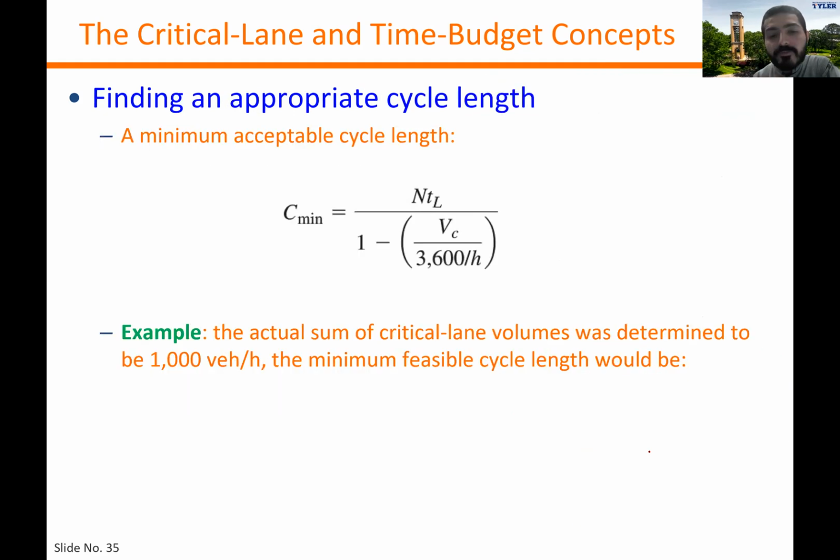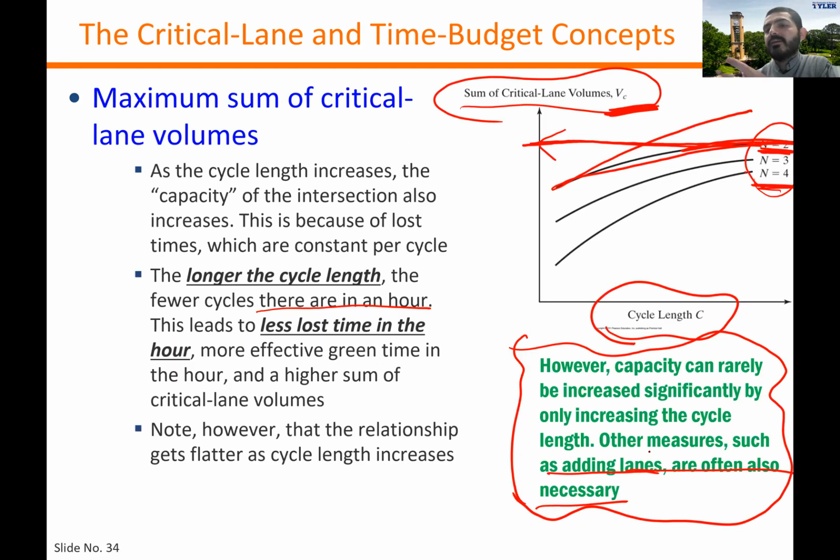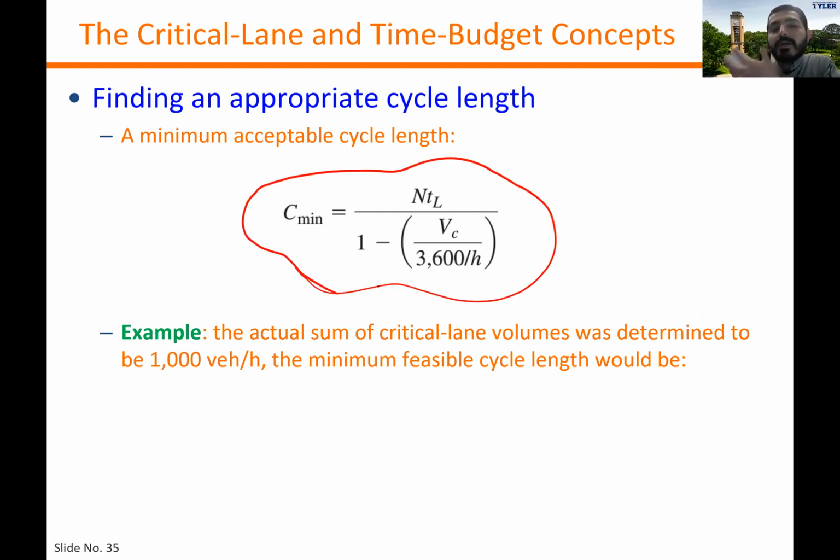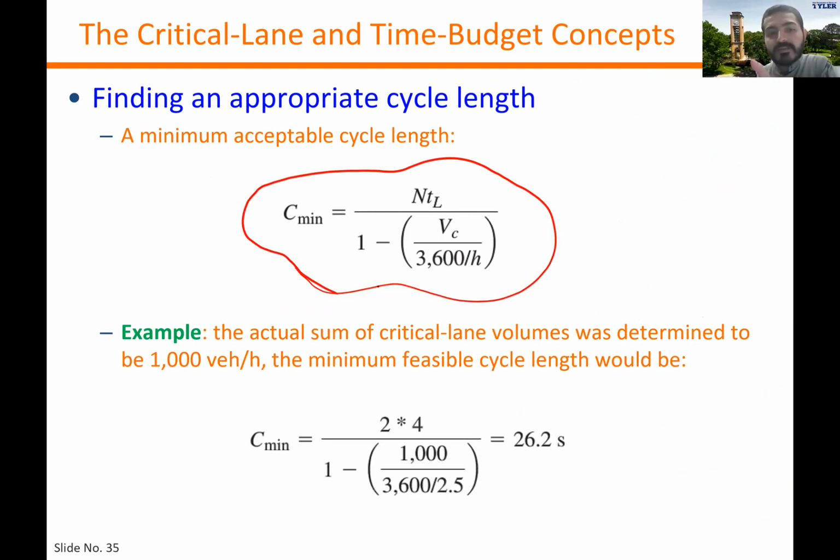And speaking of number of lanes, this is where we start talking about finding an appropriate cycle length. What would be the appropriate cycle length? Here, again, we know that a small cycle length is not going to be enough, but also with a very high cycle length, we're going to reach a certain plateau, and that's not going to be efficient. So what is the minimum cycle length?